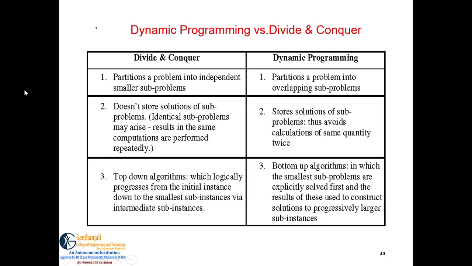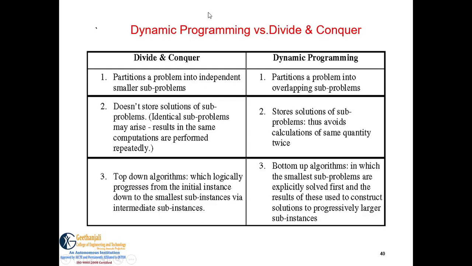Okay, the second point is that it does not store solutions of sub problems, because all the sub problems are disjoint and you need to solve each of them. That's why there is no need to store the values. Whereas in the dynamic model, it stores the solutions of a sub problem, because once again you need not recalculate the same sub problem, you can make use of that value. That is the intention of the second point.